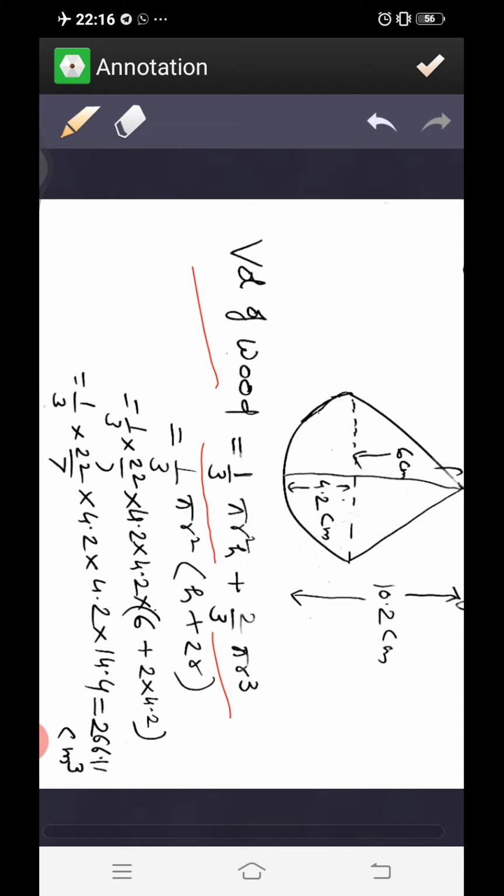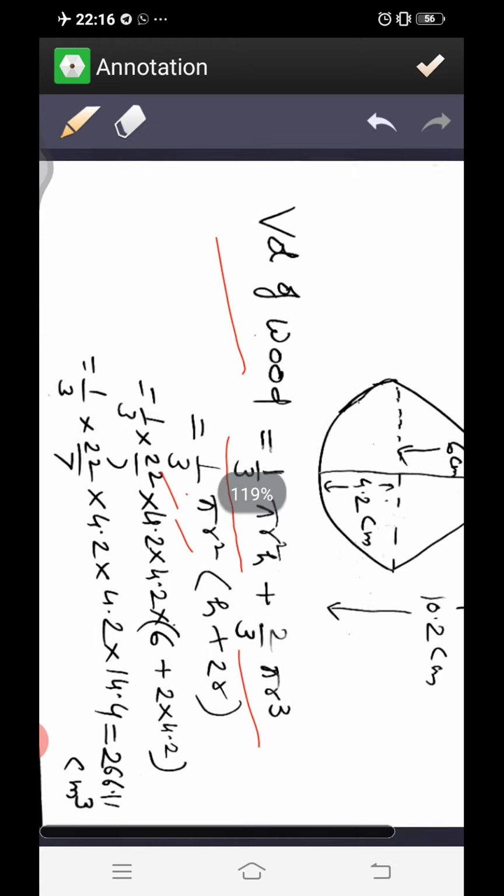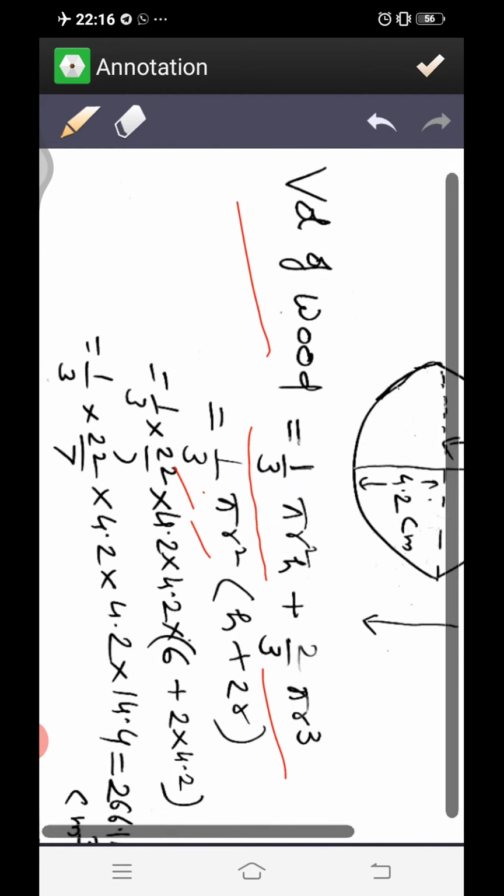So the volume of wood used in this toy will be the volume of the conical part plus the volume of the hemispherical part. So the volume of cone is 1 by 3 pi r square h, plus 2 by 3 pi r cube. We can see here 1 by 3 pi r square is common. So h plus 2r is left. Now we will put in all the values.